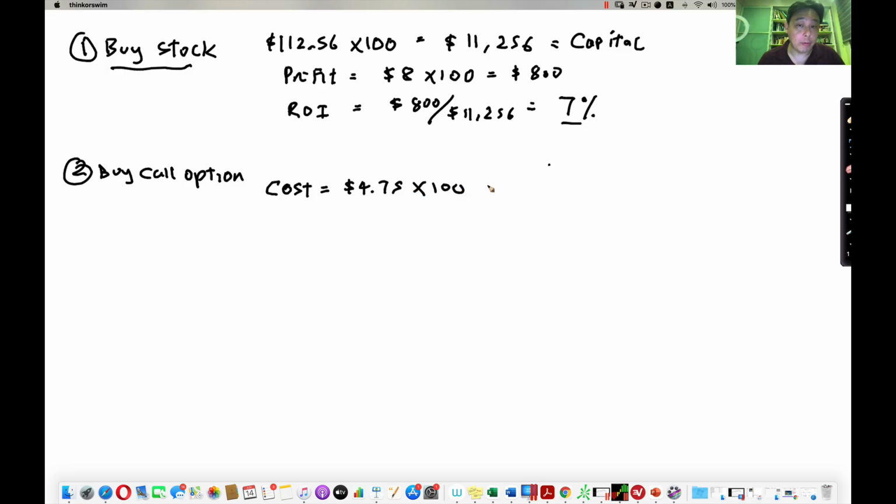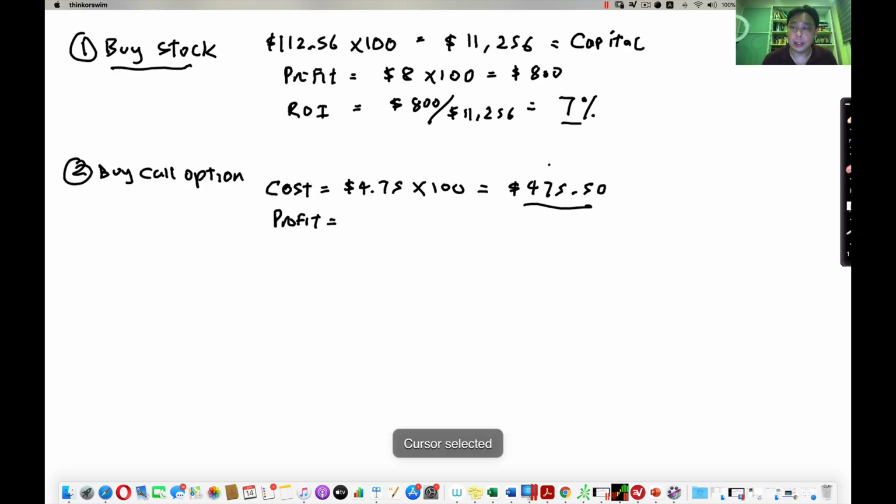One contract, always 100 shares, will be $475, and on those the broker will charge 50 cents commission, right? So that's the total cost of the trade. Now, again, what's the profit that I could make from this if it goes to 120?